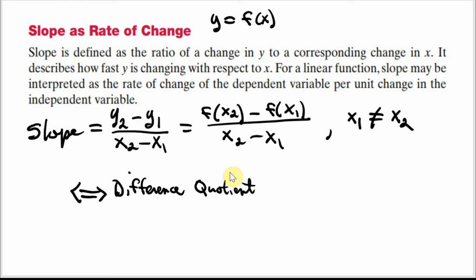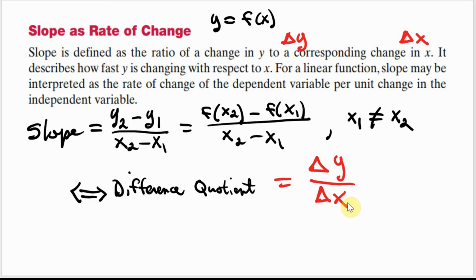And so this slope here is defined as a ratio. Ratio just simply means a fraction of a change in y. We call that change in y, delta y, with respect to the change in x. So this slope is the same as the change of y all over the change of x. It describes how fast y is changing with respect to x.